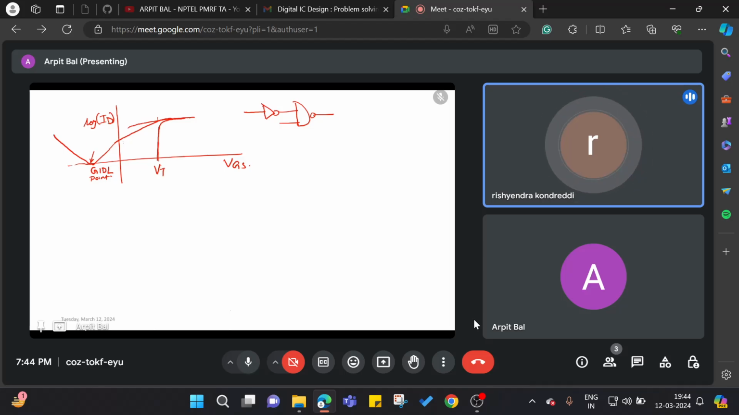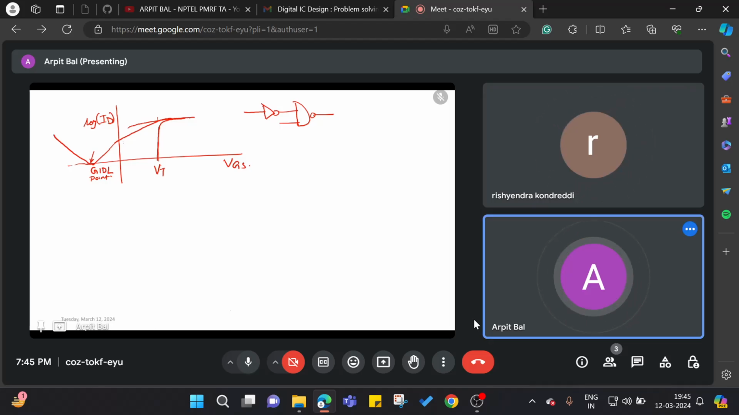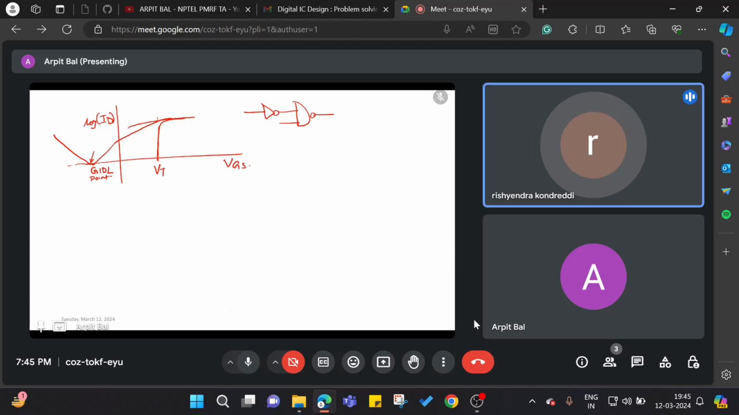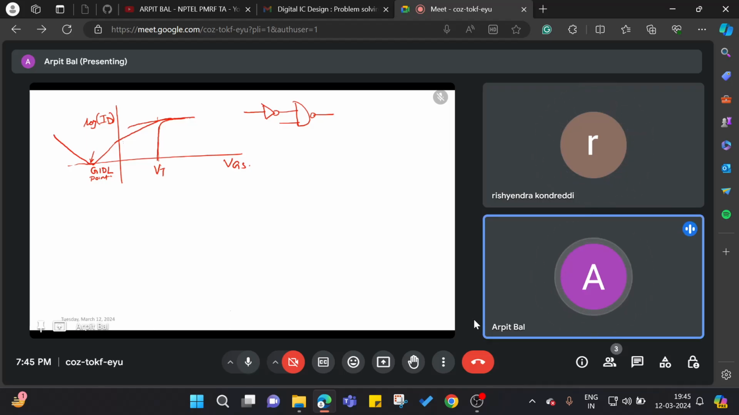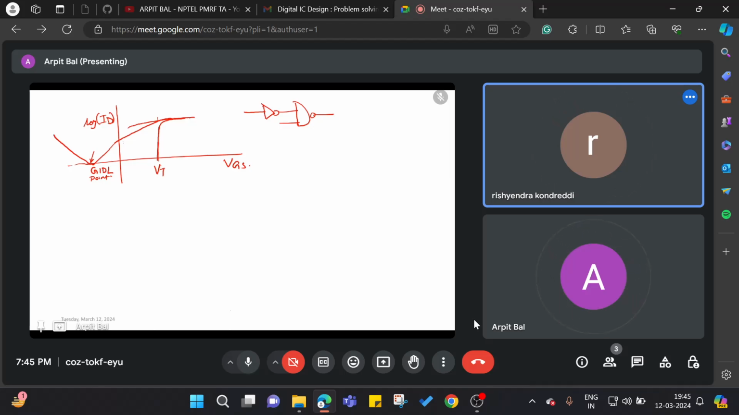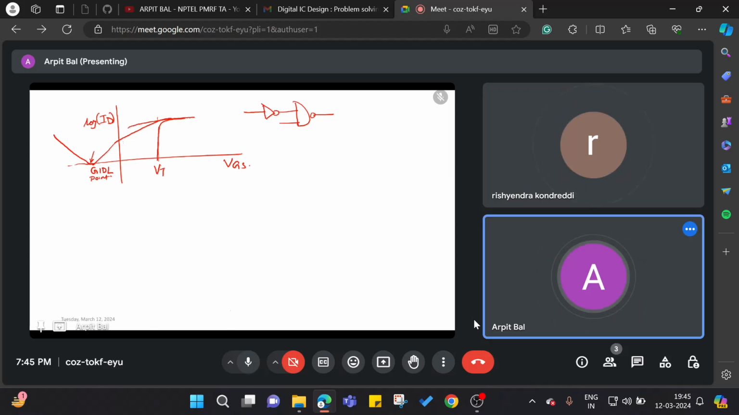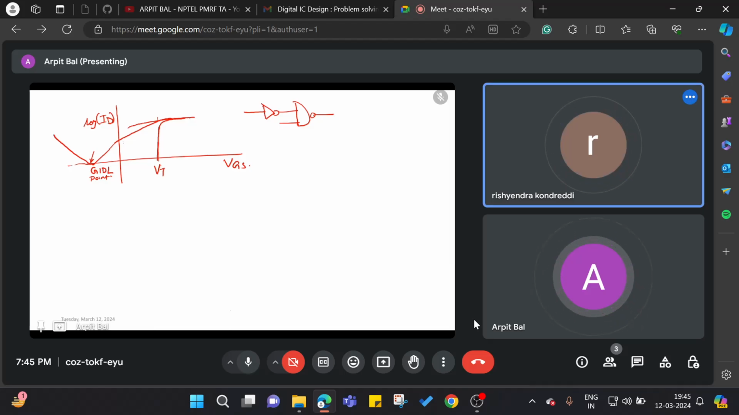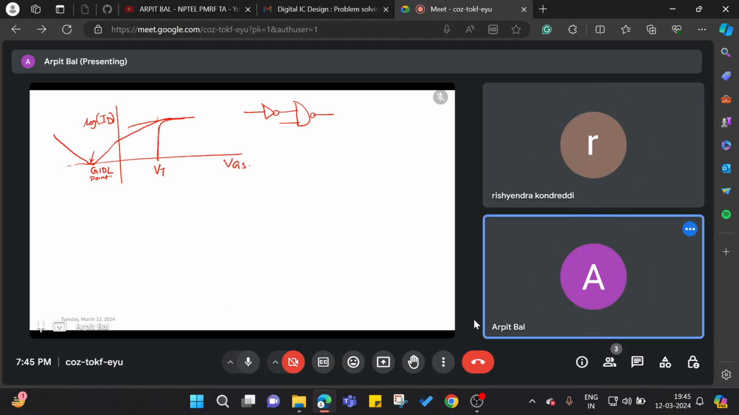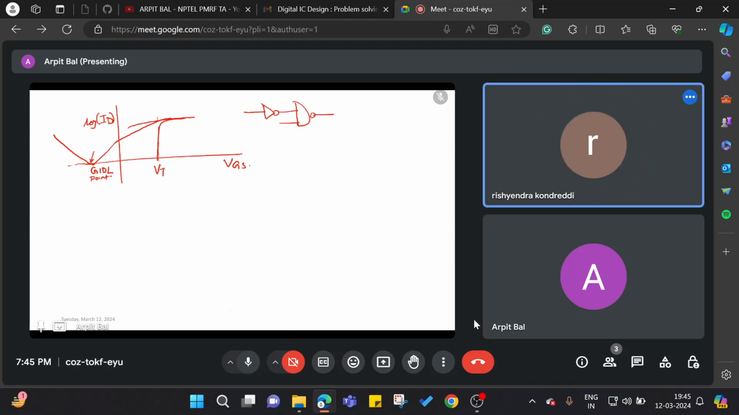Sir, if we consider it like that, which resistance should we consider, the pull-up resistance or the pull-down resistance? That depends on whether the output is rising or falling. Okay, sir. So rise delay and fall delay will be different. Yes, if it is different. If it is the same, then it doesn't matter, right? Because for delay we take TP-LH plus TP-HL divided by 2.